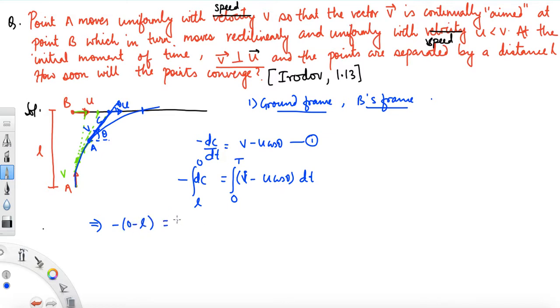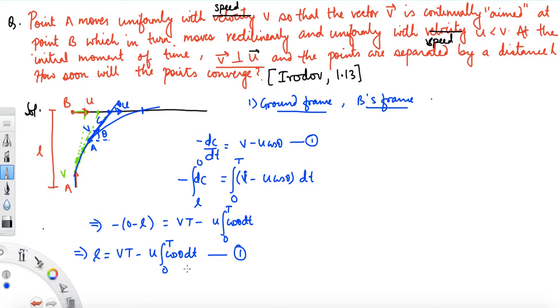is equal to v, which is constant, coming out of integration, means integral dt is t, minus u, which is constant, integral cos theta dt, 0 to capital T. So further we have L is equal to Vt minus u integral 0 to t cos theta dt. This is our first equation. Let's solve this first equation.